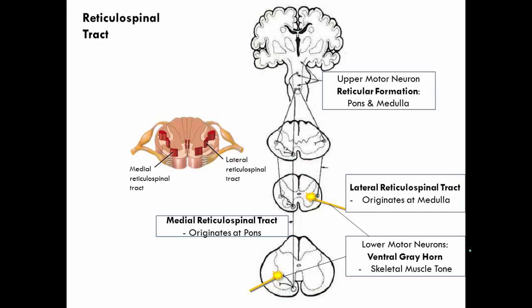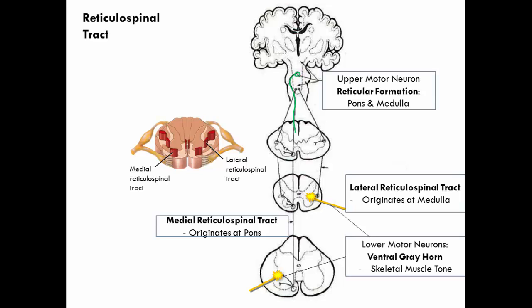So for our final motor pathway, we'll look at the reticulospinal tract. In this motor pathway, our upper motor neurons sit in the reticular formation of the pons and in the medulla. And so our upper motor neurons, again, can follow two different types of pathways, depending on where they sit. If we have our upper motor neuron in the pons, its axon is going to move away from the pons in the reticular formation, inferiorly through the medial reticulospinal tract. So it'll move away from the pons through the medulla and down into the spinal cord.